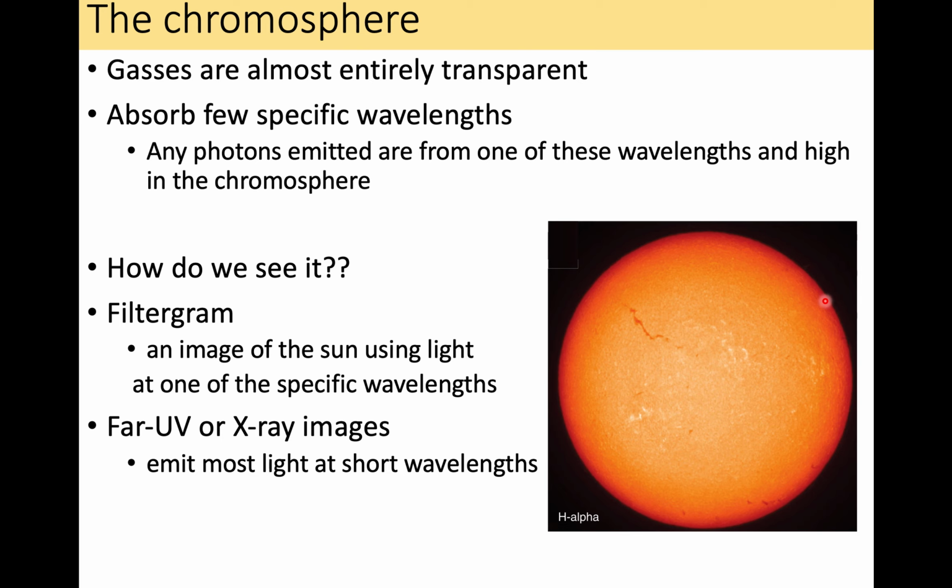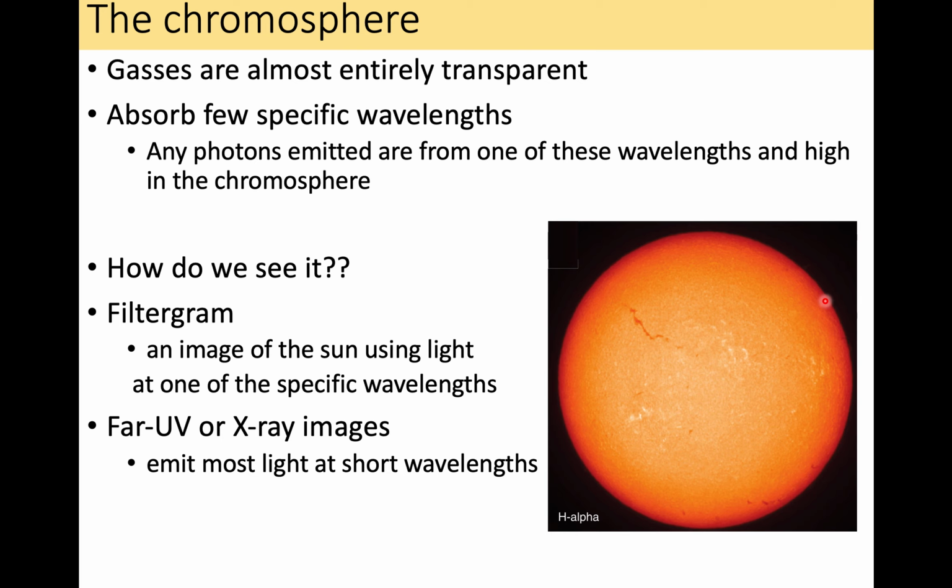So in the chromosphere, almost all the gases are transparent. There's only a few very specific wavelengths that are absorbed. Any photons that are emitted from these wavelengths are high up in the chromosphere.